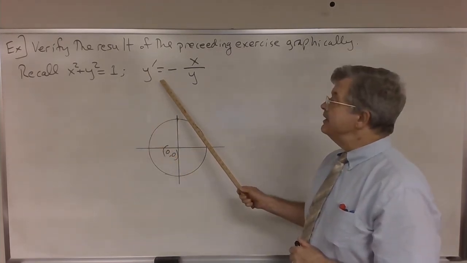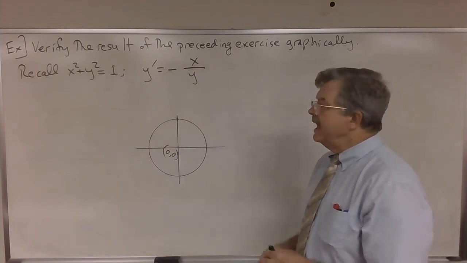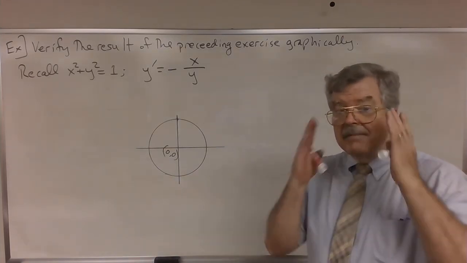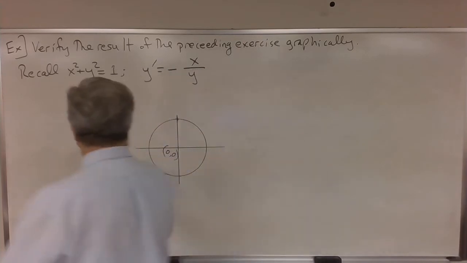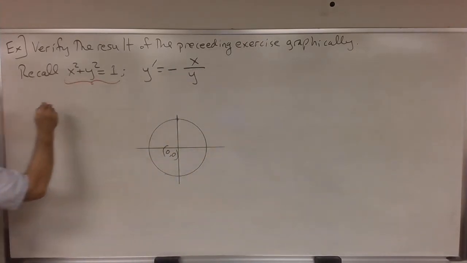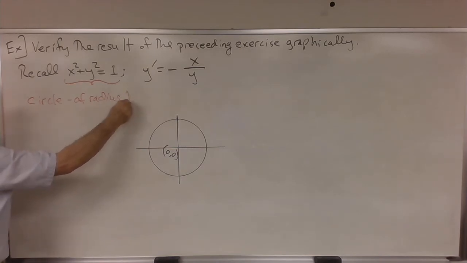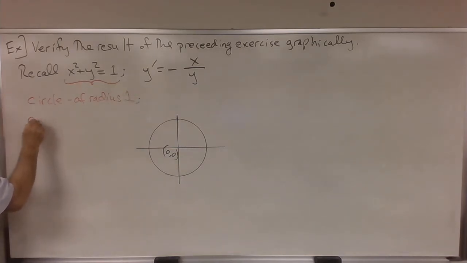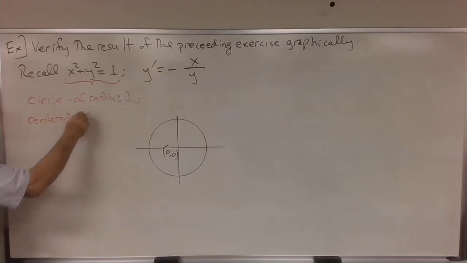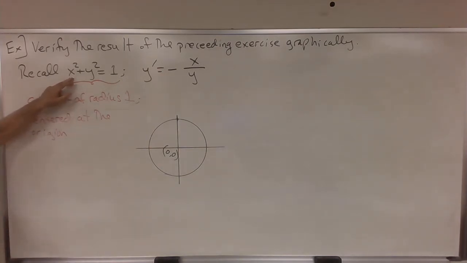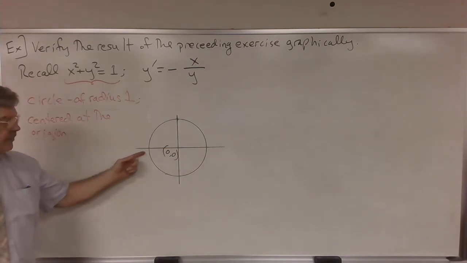This is the derivative that we computed. And notice something about the equation that expressed y implicitly as a function of x. Do we recognize this? This is a circle of radius 1 centered at the origin. So this is the equation of the unit circle, which I've drawn right here.